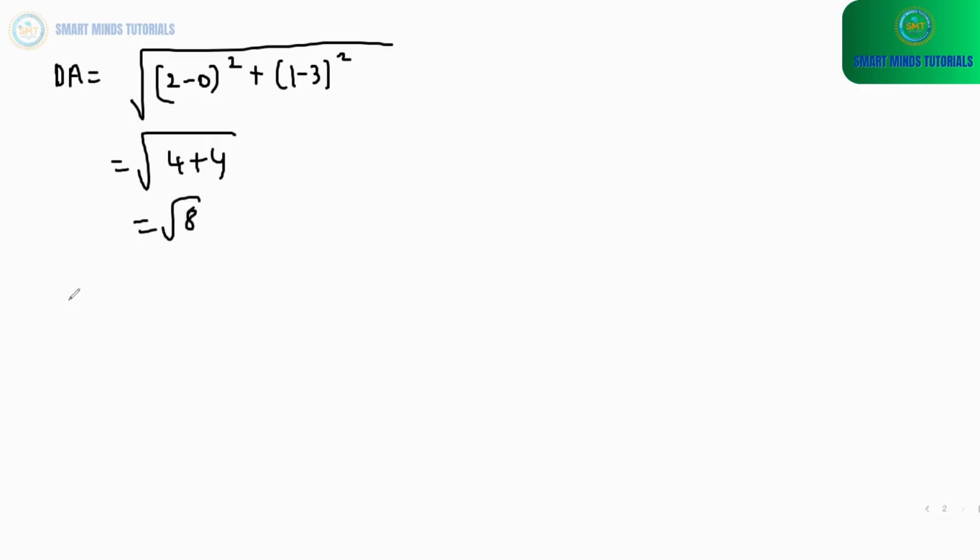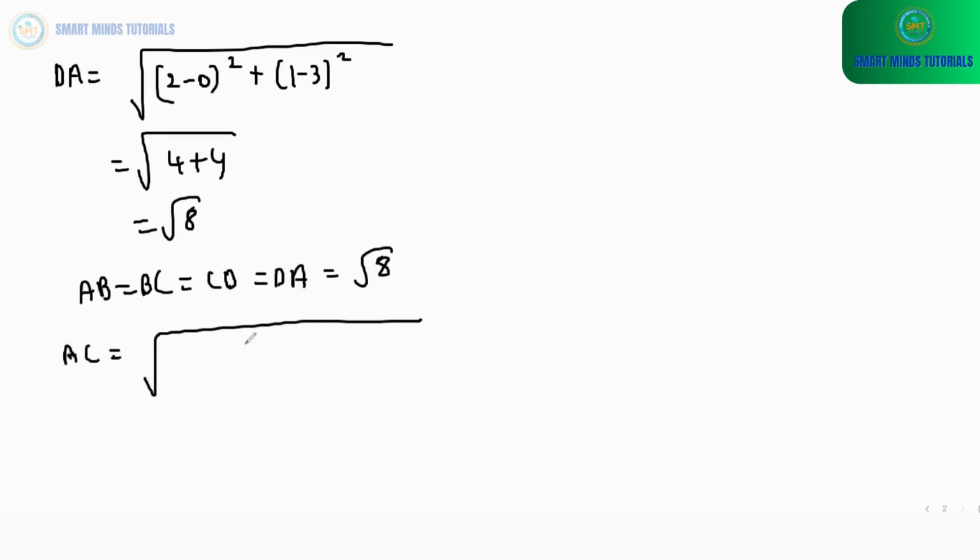Now we found all the sides and we got it as root 8 itself. So AB is equal to BC is equal to CD is equal to DA, which is equal to root 8. So we got all sides are equal. Okay, now after we get all sides are equal, we will find out the diagonals. What are the diagonals? AC and BD.